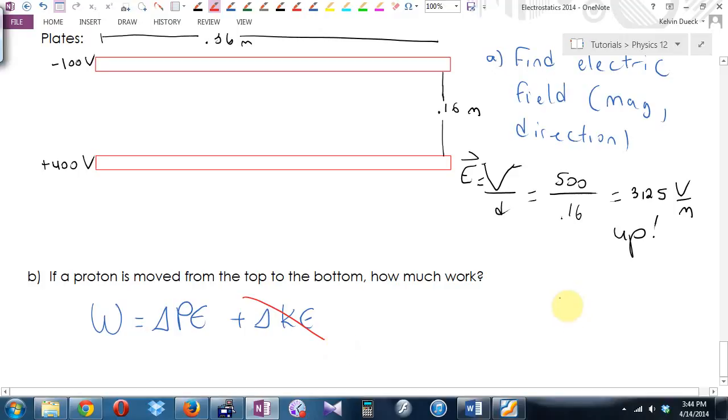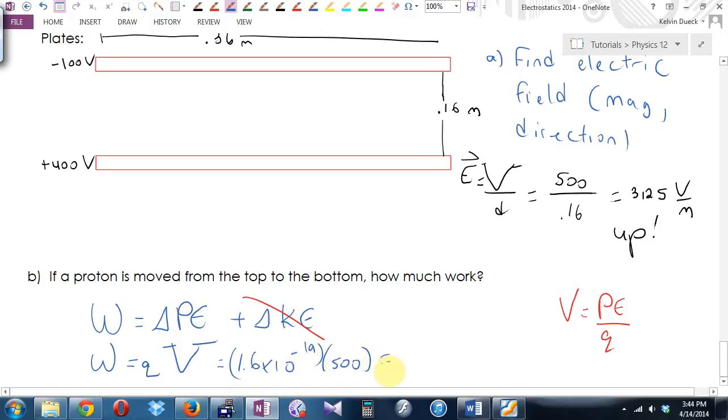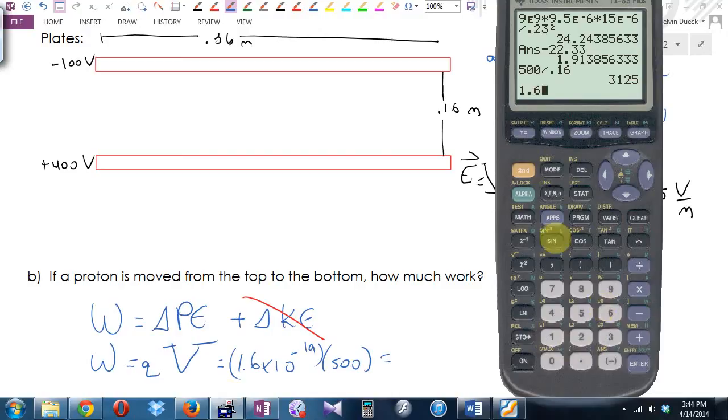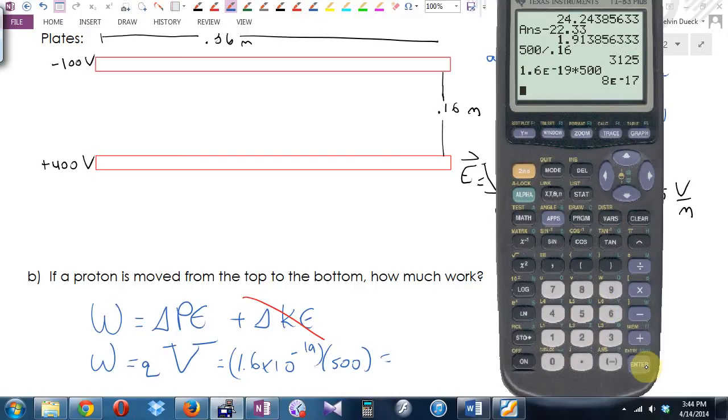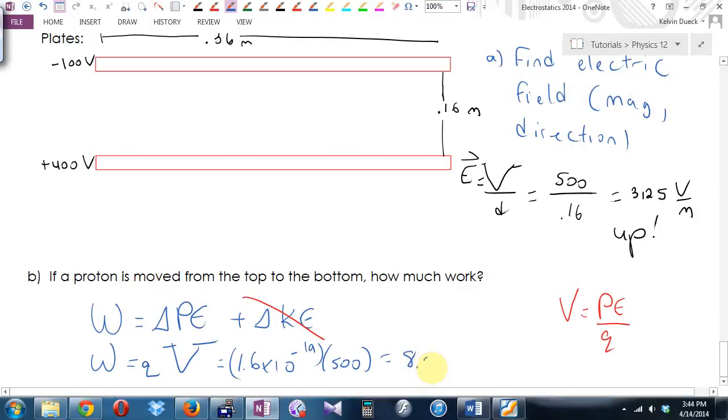That comes from the definition. The fact that they define voltage as that doesn't have an R in it. I can rewrite that as PE. So turns out the work is just going to be QV, which I think we've seen a few times show up before. It would be 1.6 times 10 to the negative 19 times 500, so it takes 8.0 times 10 to the negative 17 joules of work.